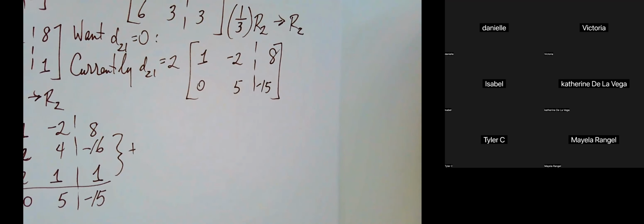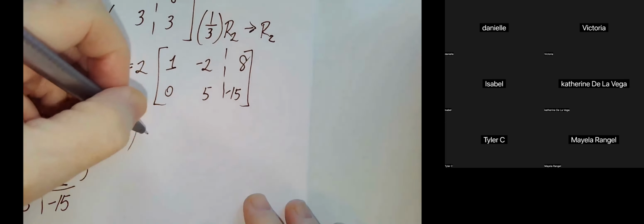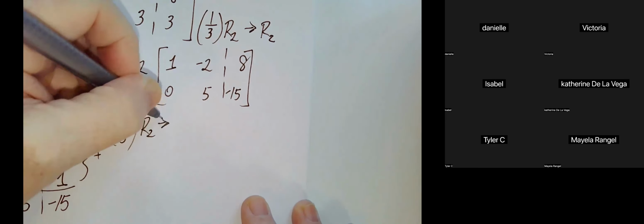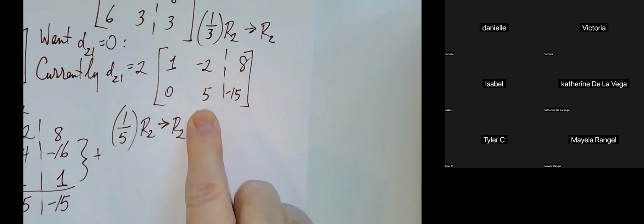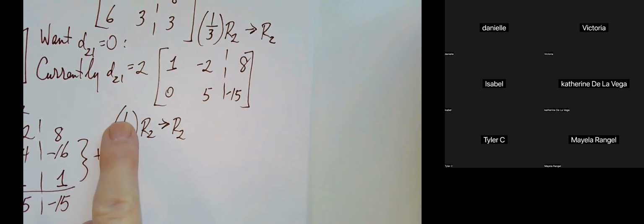And since you already told me what to do next, let's go ahead and write it down. We want to multiply row 2 by 1/5 to make D22 equal to 1. Multiplying by 1/5 is the same as dividing by 5.